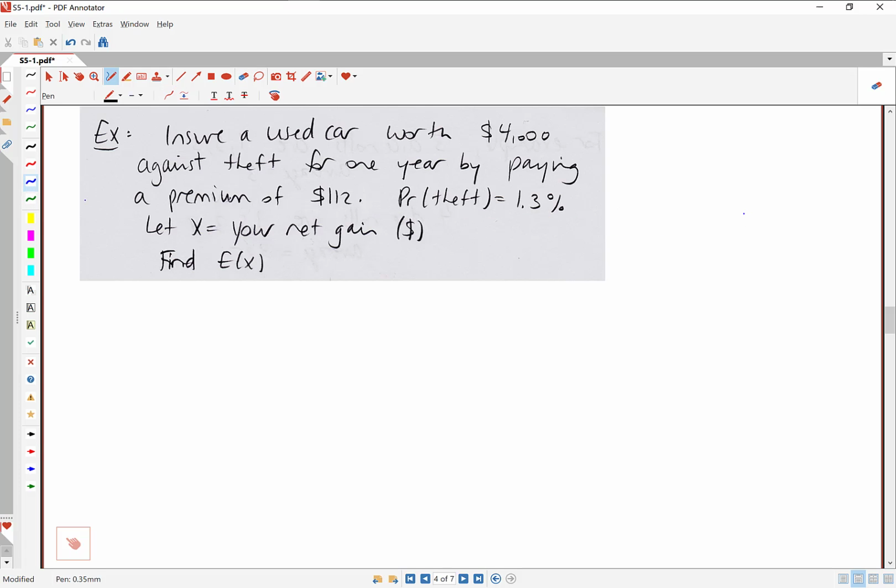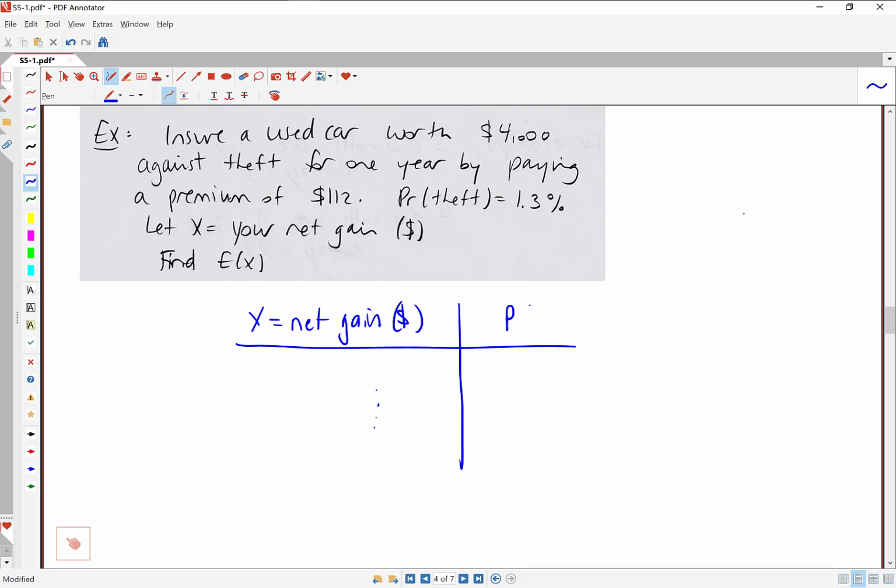So the way we should start off these problems is by building a probability distribution for whatever our variable is. In this case, X is our net gain in dollars. So we're going to try to make a table that describes the different X values and the different probabilities that go with those X values. So let's think about what the two scenarios are. Well, if you're insuring a car against theft, then either the car gets stolen or it does not get stolen.